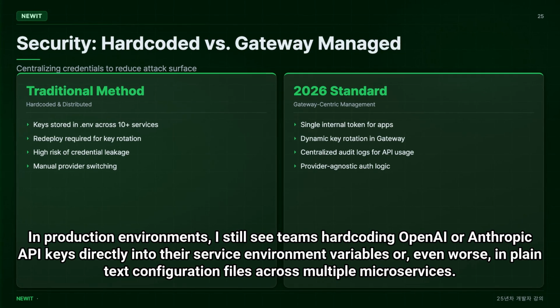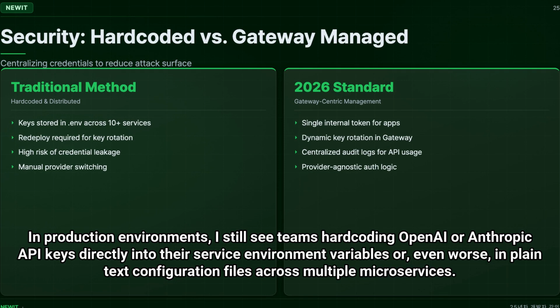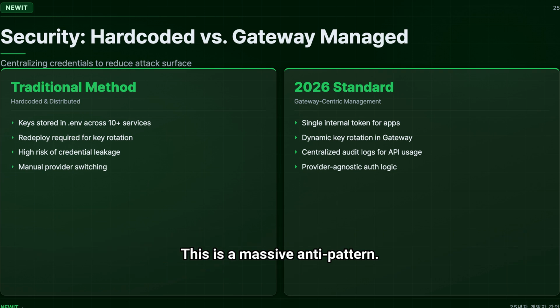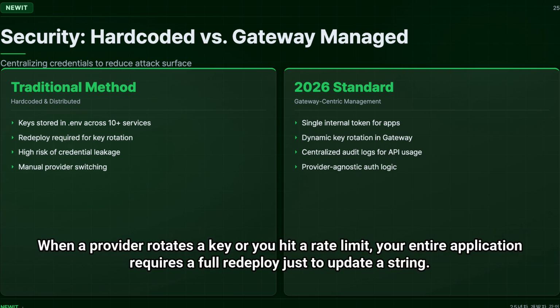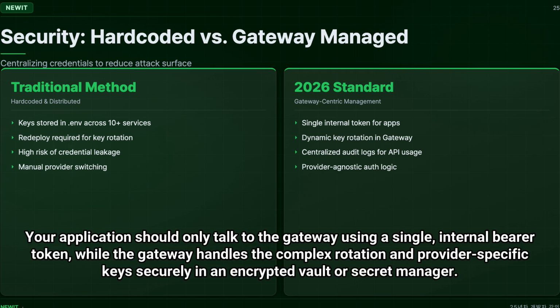In production environments, I still see teams hardcoding OpenAI or Anthropic API keys directly into their service environment variables, or even worse, in plain text configuration files across multiple microservices. This is a massive anti-pattern. When a provider rotates a key or you hit a rate limit, your entire application requires a full redeploy just to update a string. A 2026 best practice is offloading all credential management to the gateway layer.